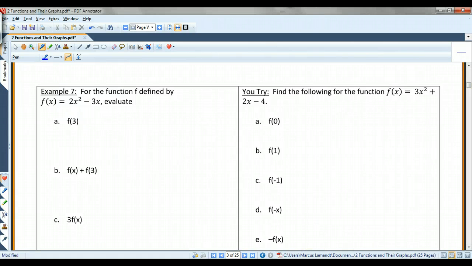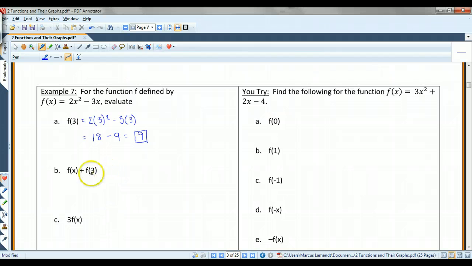Okay, so if you look down here, basically what you're going to do is plug in whatever number's in the parentheses. So for this one, you would have 2 times 3 squared minus 3 times 3. 3 squared is 9. 2 times 9 is 18. 3 times 3 is 9. 18 minus 9 is 9. So that would be the answer for the first one.